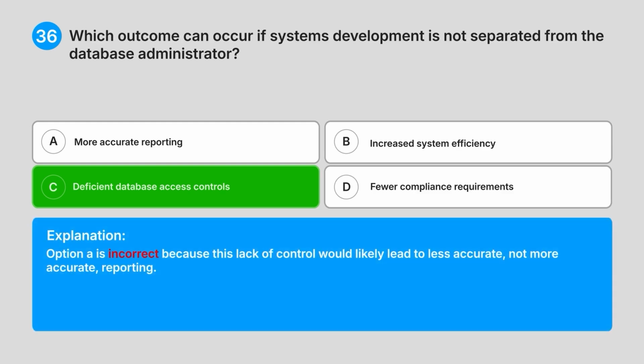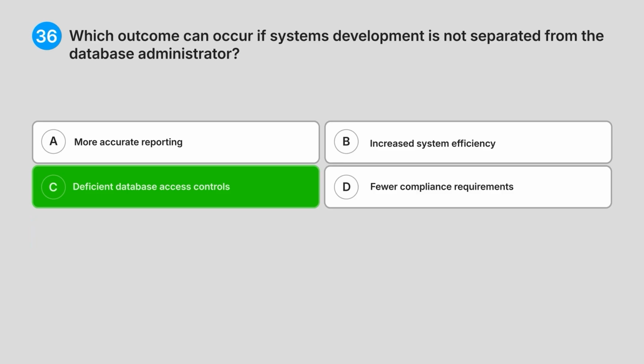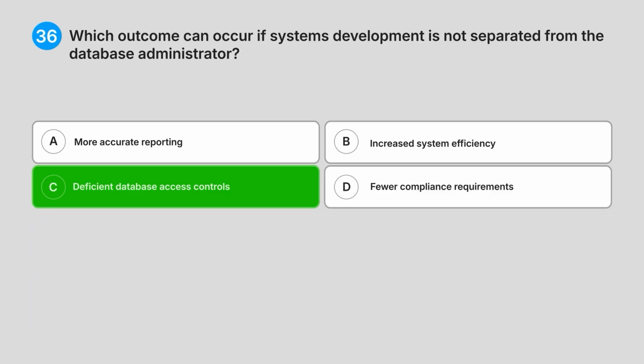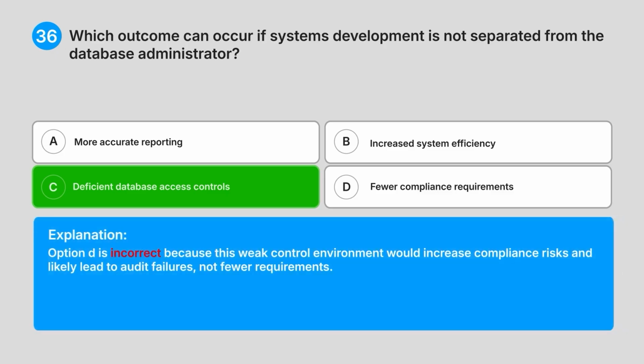Option A is incorrect because this lack of control would likely lead to less accurate, not more accurate reporting. Option B is incorrect because while it might seem efficient to have one person do both jobs, the risk introduced by the lack of oversight and control is a major deficiency. Option D is incorrect because this weak control environment would increase compliance risks and likely lead to audit failures, not fewer requirements.